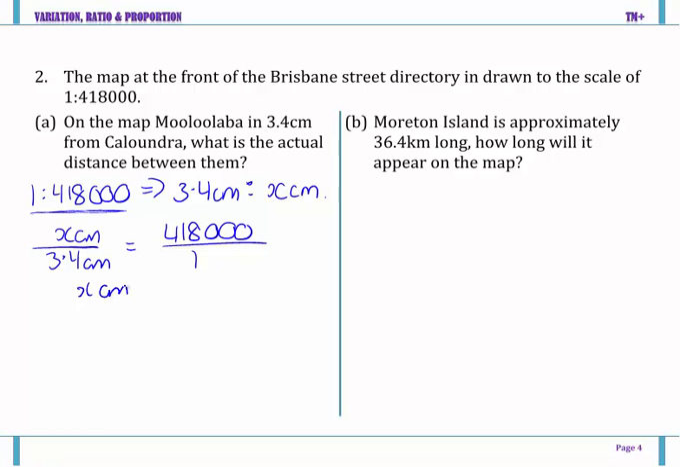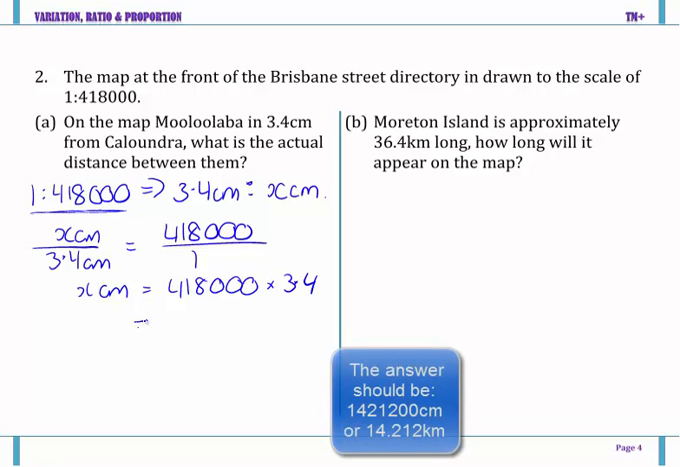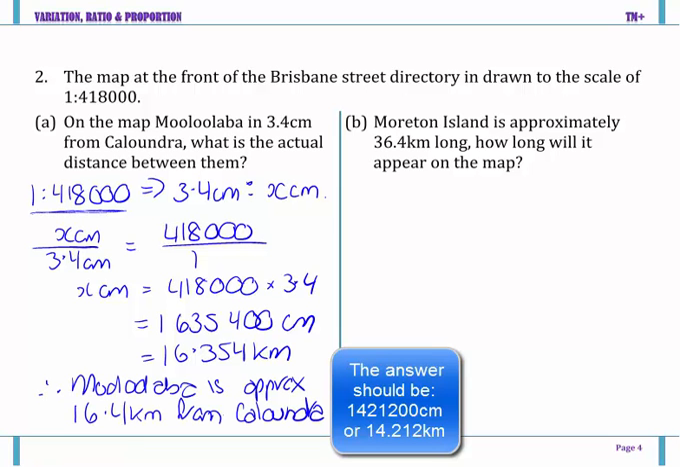To get x on its own, I'm going to times that 418,000 over 1, which I don't need to write, by 3.4, and I get 1,635,400 centimetres. Let's convert that to kilometres, and I get 16.354 kilometres. Okay, finish with a therefore statement. So I have Mooloolaba is approximately 16.4 kilometres from Caloundra.